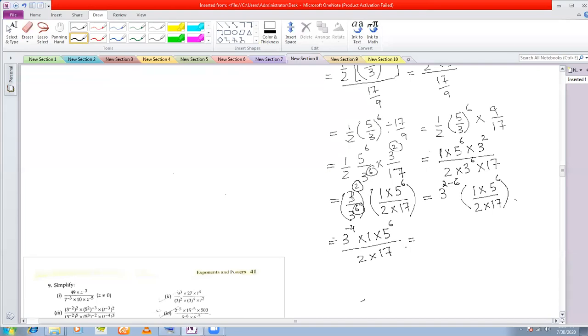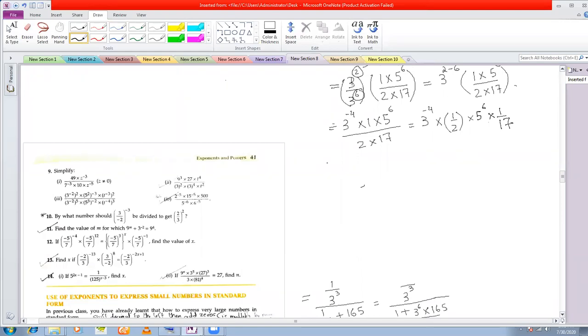Okay. Now all these powers are positive, right? And you need to express this in what? As negative exponents. So 3 to the power of minus 4 is already negative. This can be written as 1 by 2, right? And this can be written as 5 to the power of 6 by 17, right? Or better still, you can write this as into 5 to the power of 6 into 1 by 17. Now is it okay? I can write or not?